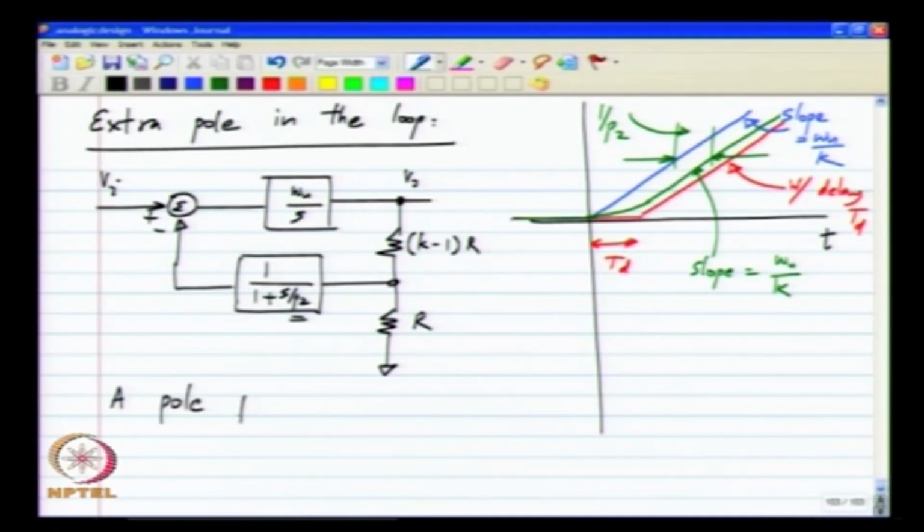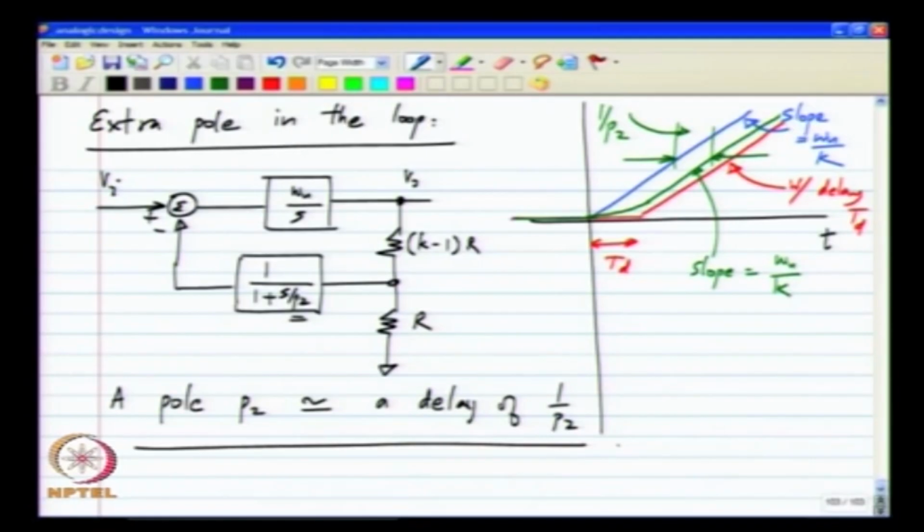So, a pole P2 is approximately the same as a delay of 1 by P2. So, we can expect a similar behavior, that we know that if the delay is very small, there will be no overshoot in the response. As the delay becomes larger and larger, there will be overshoot. Similarly, if the pole P2 is very large, which corresponds to a small delay, there will be no overshoot, and if the pole P2 becomes very small, then you will start having overshoot.